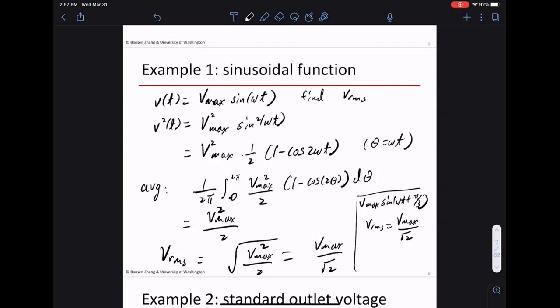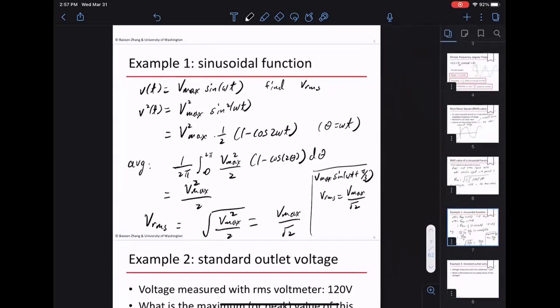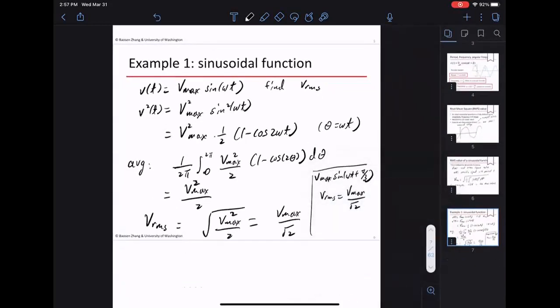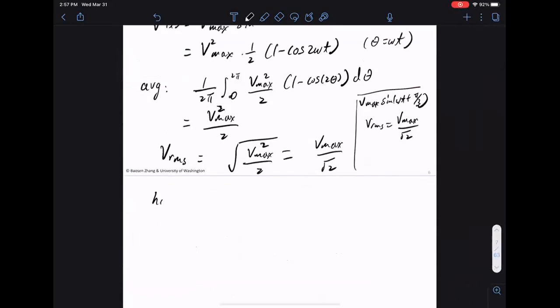Then how about if we double V max? Suppose we change V max by a factor of alpha. What is now the new RMS?